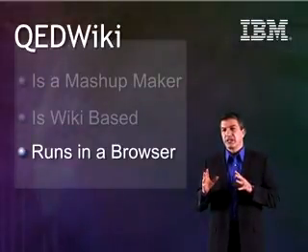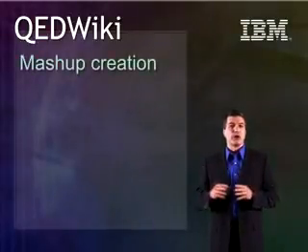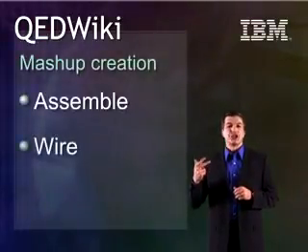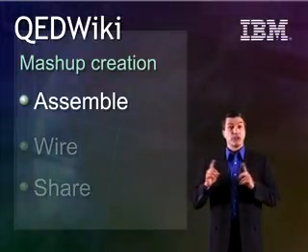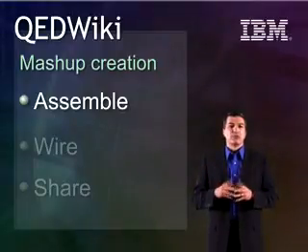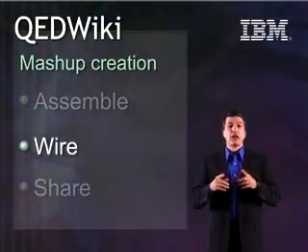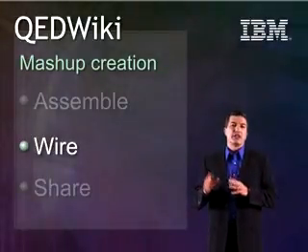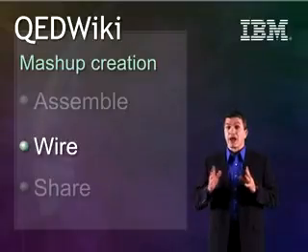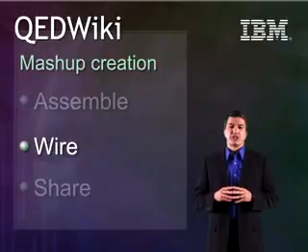When we talk about using QEDWiki to create a mashup, we break that down into three pieces as well: assemble, wire, and share. In the assemble phase, a subject matter expert uses widgets to create new utilities. We'll take a look at widgets when we get to the demonstration. When it's time to wire, that's when users mash rich content from different sources to create new ways to work with just the information they need. They can also change the behavior and relationships between widgets to create those rich interactive applications.